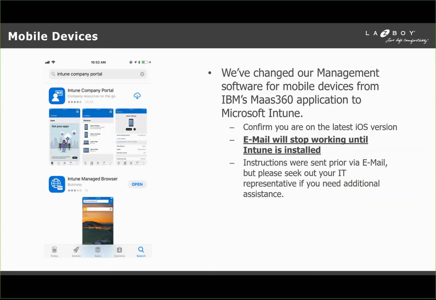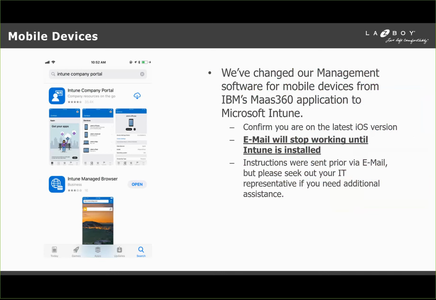And then let me just revert back to the whole company phone Intune portal stuff. So again, you'll get an email with all the instructions on how to install Intune. But basically, it walks you through on the screen. So as long as you remember to go out to the Apple Store, type in Intune, and then you just download the Intune company portal.